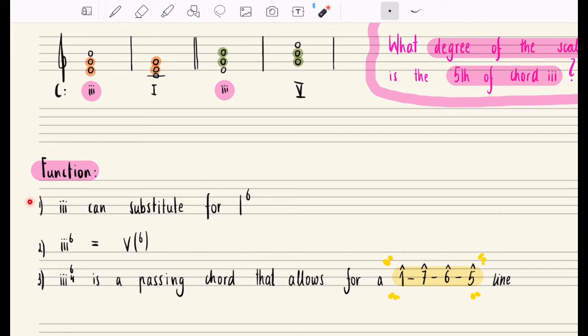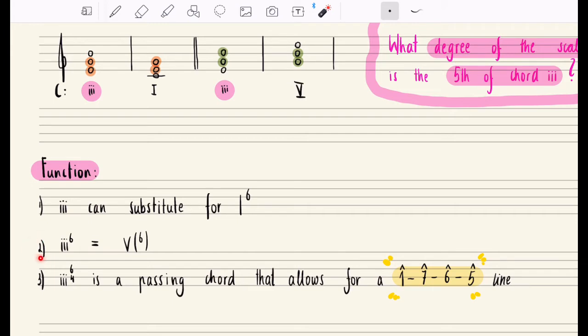So the first function is for chord 3 in root position. Chord 3 in root position can substitute for 1/6. So you can swap 1/6 for chord 3 if you want a different color, for example.